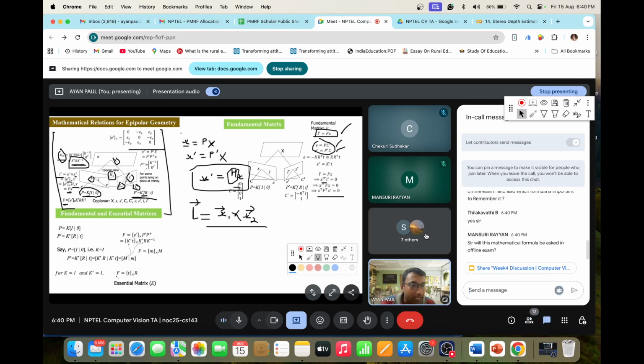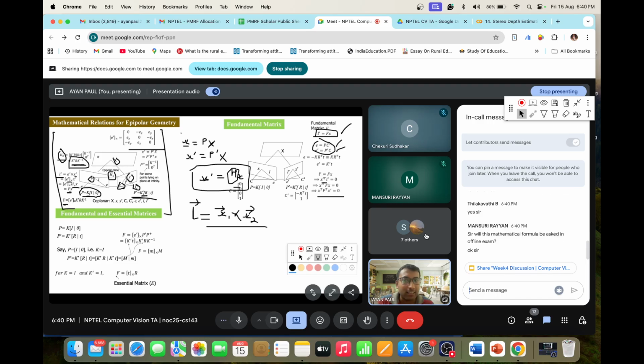Sir, will this mathematical formula be asked in the offline exam? Not the mathematical formula itself, but you will be given questions, and in those questions you will have to use these mathematical formulas.